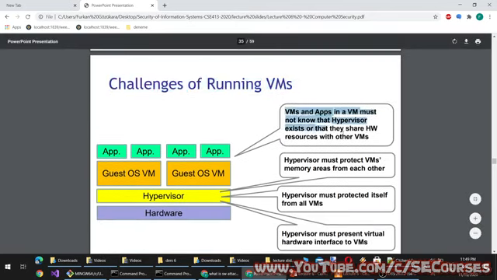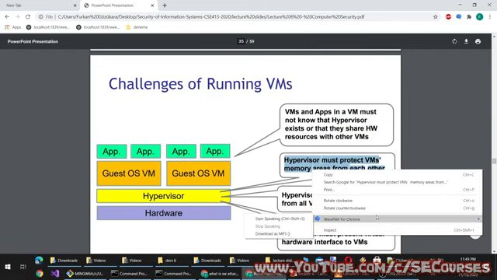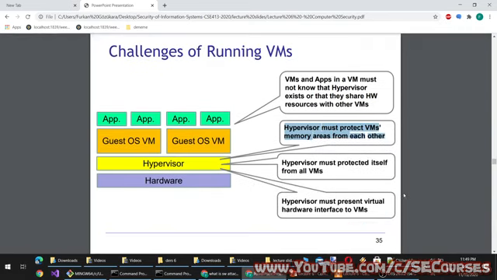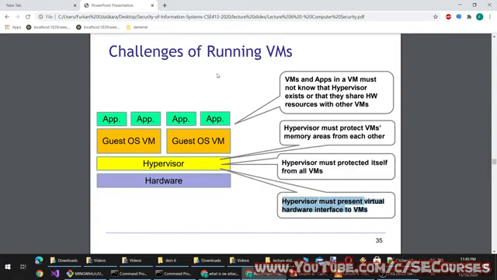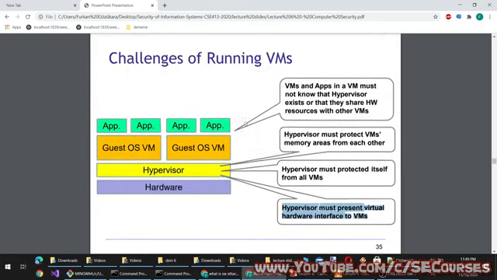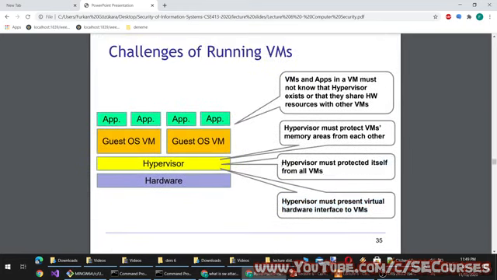Challenges of running VMs. VMs and apps in a VM must not know that the hypervisor exists or that they share hardware resources with other VMs. The hypervisor must protect VMs' memory areas from each other. The hypervisor must protect itself from all VMs. The hypervisor must present a virtual hardware interface to VMs. You see, this is really important.